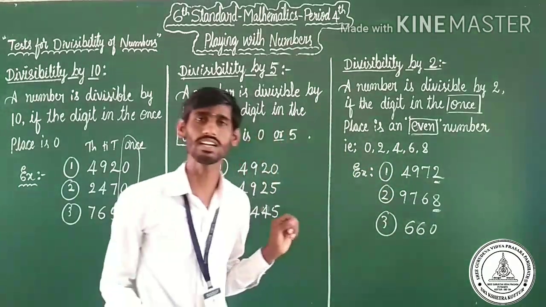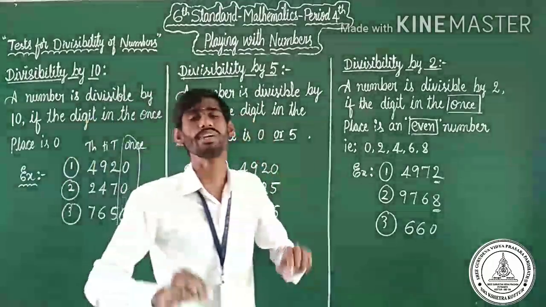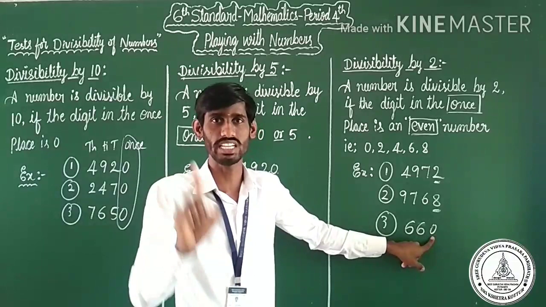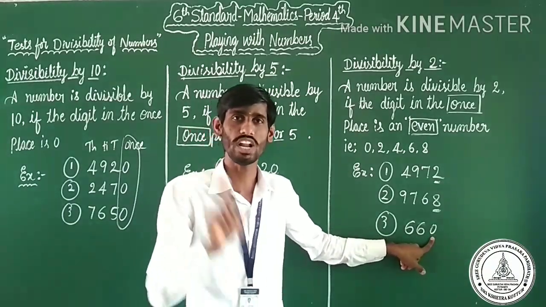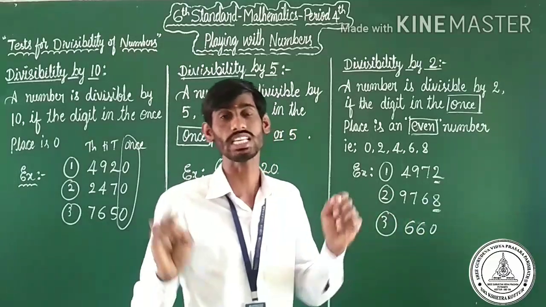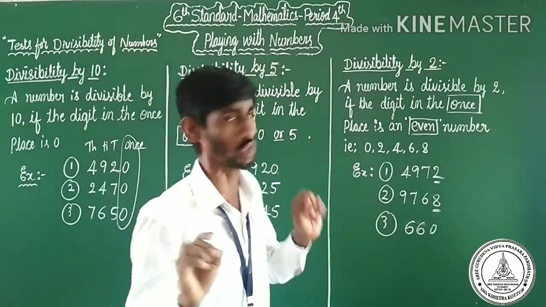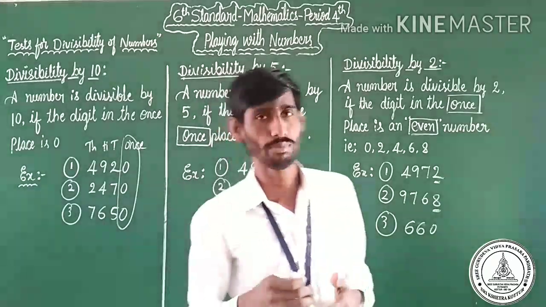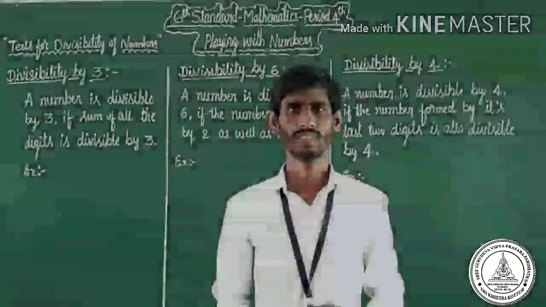One more example, 660. It passes the divisibility by 2 because the ones place is occupied by the digit 0. 0 is one of the even numbers. That's why the given number 660 passes the divisibility by 2 rule. Clear, Choto? Yes. Let us discuss the rest of the divisibility tests.